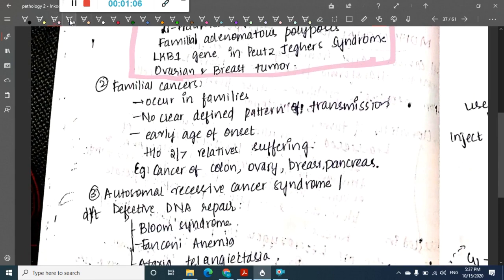Then what about the familial cancer syndrome? Familial cancer syndrome most commonly occurs in families. There is no clearly defined pattern of inheritance or transmission. It most commonly occurs at an early age of onset, especially where two or more relatives in a family might be suffering from familial cancer. Examples of familial cancer include cancer of colon, ovary, breast and pancreas.